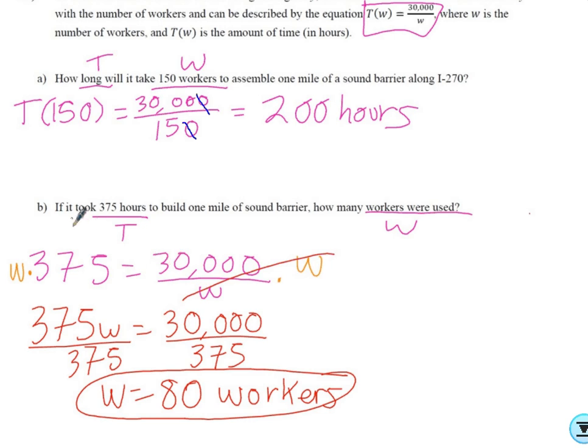Letter B. If it took 375 hours to build 1 mile of sound barrier, how many workers were used? So this time we have T and we're trying to find W. So 375 equals 30,000 divided by W. What we're going to do is we're going to multiply both sides by W, so that way on the right the W's can cancel. On the left we get 375W equals 30,000. These will cancel, and this I did use a calculator for. 30,000 divided by 375, and I got 80 workers.